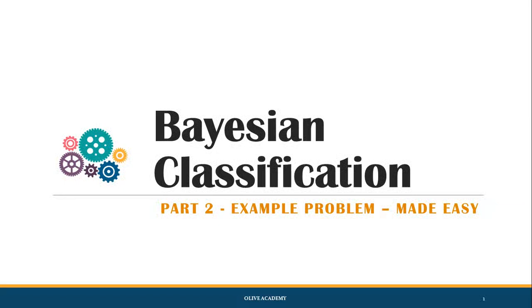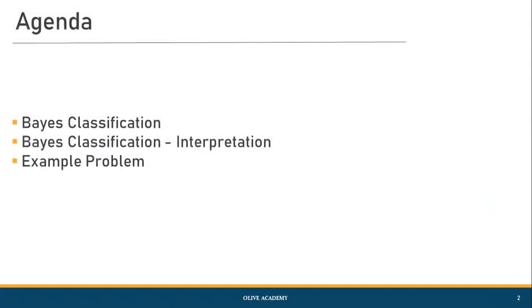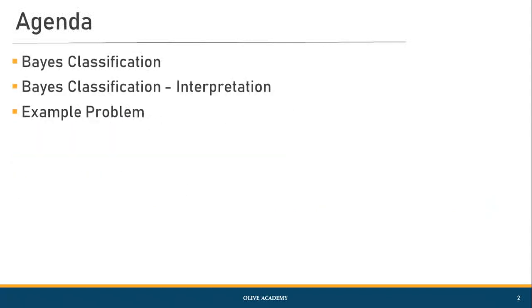In this video, we're going to discuss part 2 of the Bayesian classification problem. In this part 2 video, we're going to discuss one simple classification problem. How do we solve a two-class label classification problem using Bayesian classification within 5 steps?